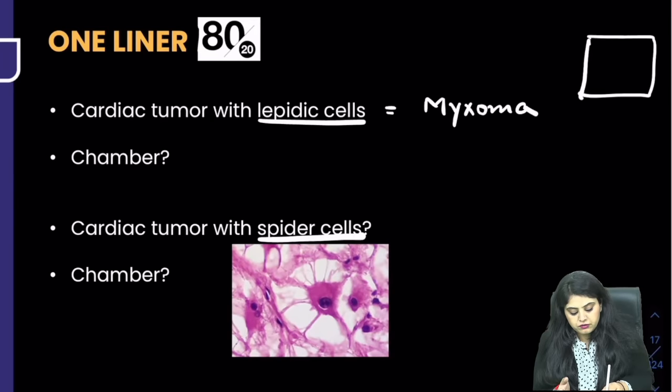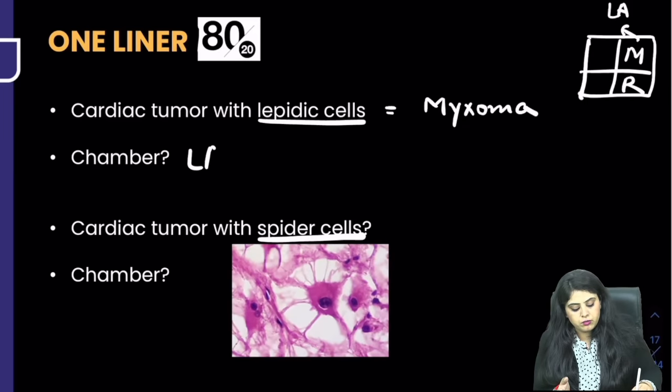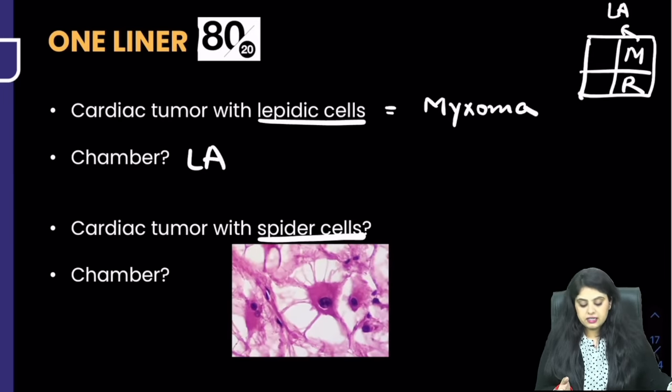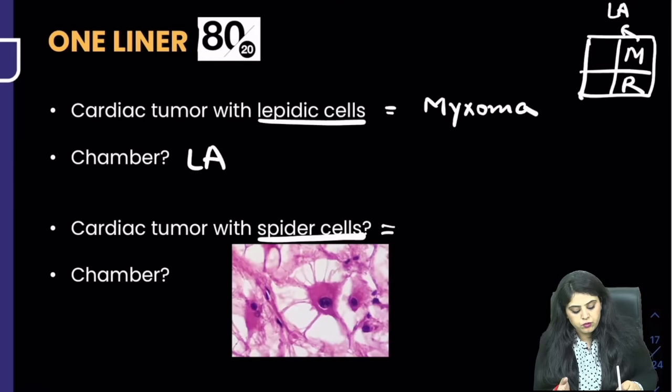You will mark it as myxoma. And remember that box we used to make and we used to write a mnemonic like this. What was the mnemonic? The myxoma occurs in which chamber? Myxoma occurs in the left atrium, correct? And which is the cardiac tumor with spider cells? Very, very good. That is going to be rhabdomyoma.